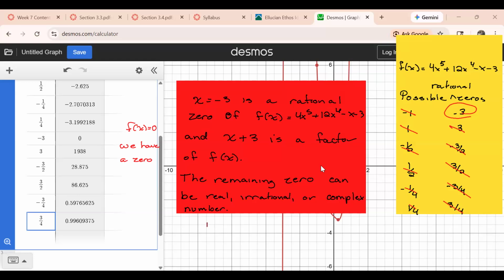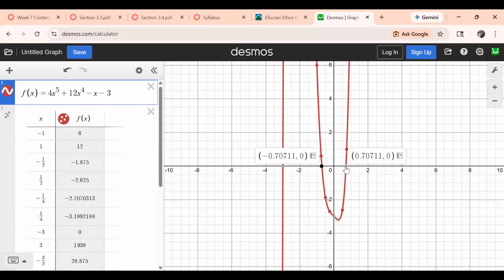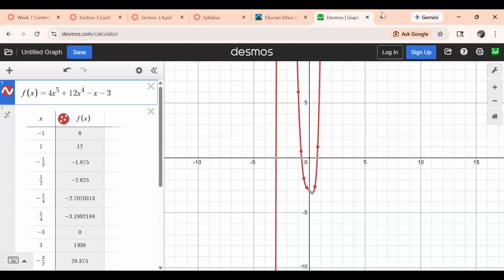So if you go and you look here, we do see that we do have a zero here as well, and a zero here. So we have two irrational zeros, and then we have a rational zero. Then we would have two more zeros that are going to be complex zeros. We're not going to worry about that right now. Let me do this with a TI-84.